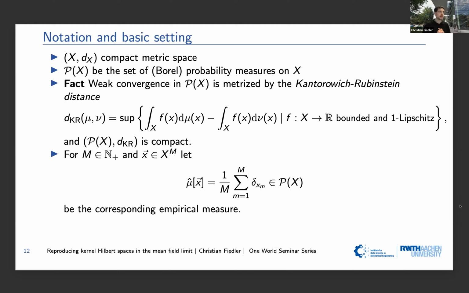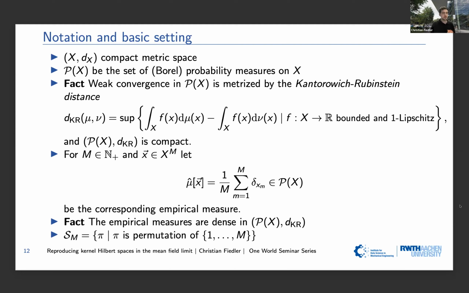Now, if you have a finite number of points from the space X, you can form the corresponding empirical measure, which is obviously also a probability measure. It's also very well known that these empirical measures are dense in this metrized space of probability distributions. And finally, we will also need quite a bit of permutations. So we use calligraphic S_m for the permutations of the numbers 1 to m.